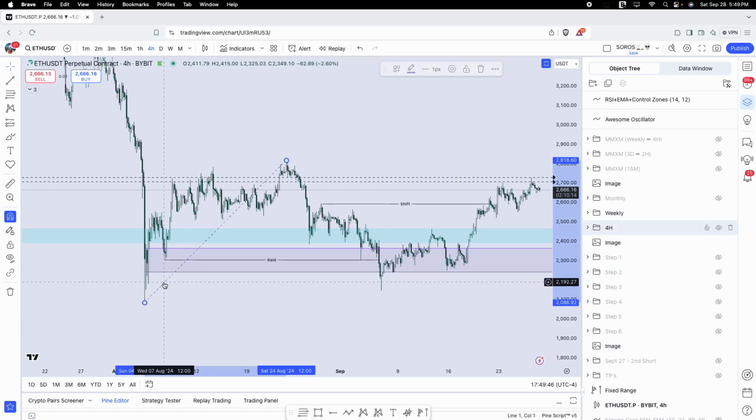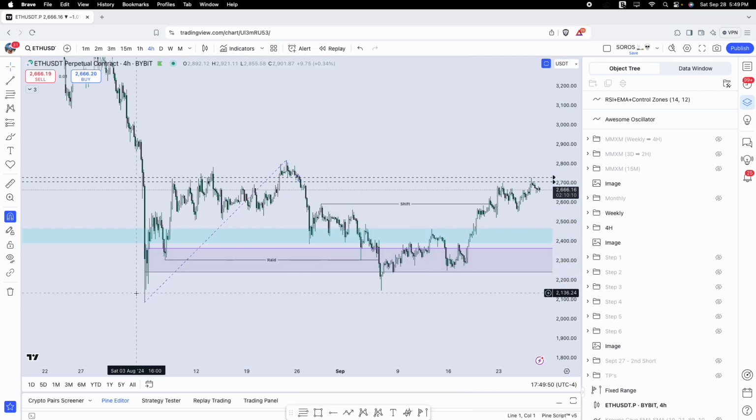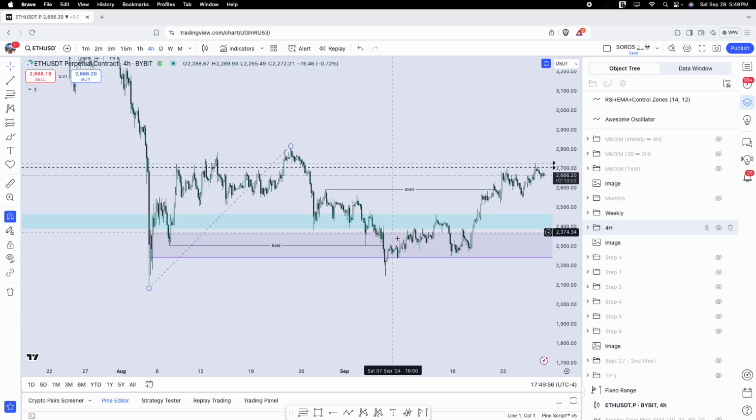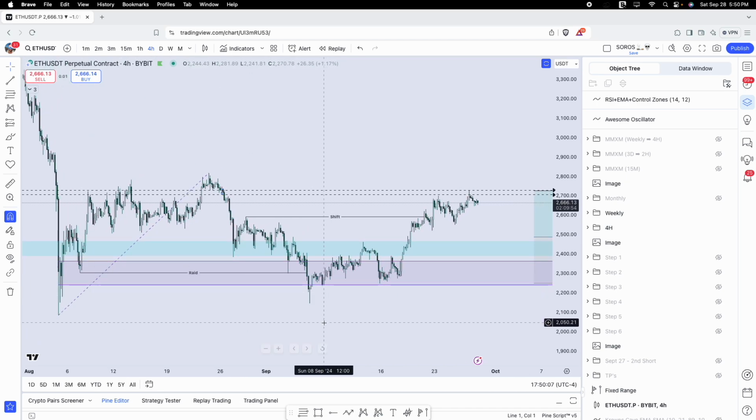So if we use a fib, a lot of you guys have seen me use this before, 618 to 786. It's called the optimal trade entry fib, and we anchor it to the low and the high, and we're looking for a cluster to form inside of that range. That cluster should take out internal liquidity like it did right here. So that's our internal 4-hour raid.